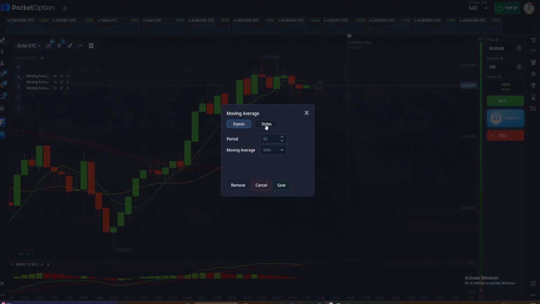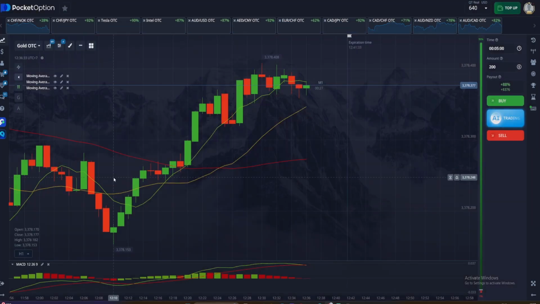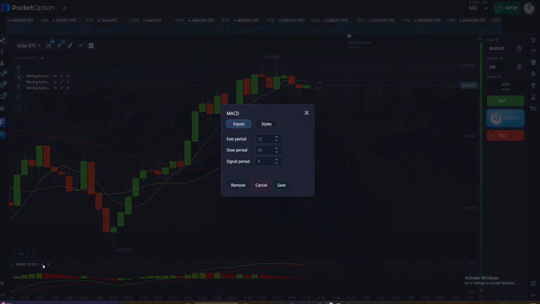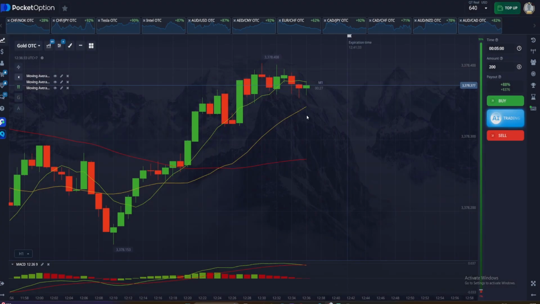3. 60-period moving average in red. This shows the long-term direction and also acts as dynamic support and resistance. 4. MACD with default settings. This is your confirmation tool for both momentum and overall trend validation. By combining these 4 indicators, you'll have a complete market view: the main trend line, medium-term direction, long-term structure, and momentum confirmation.